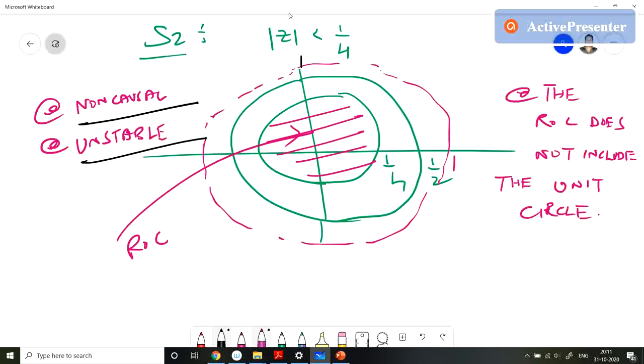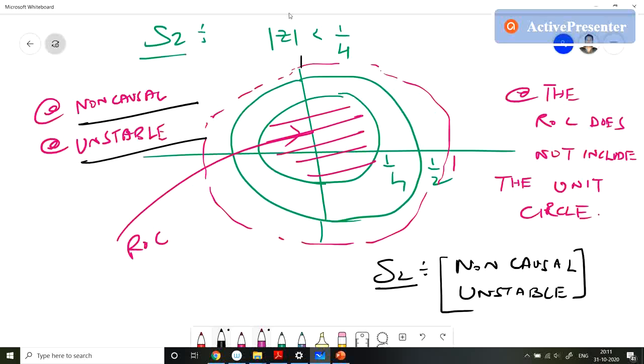So this is our answer for system S2. System S2 is non-causal and also unstable.